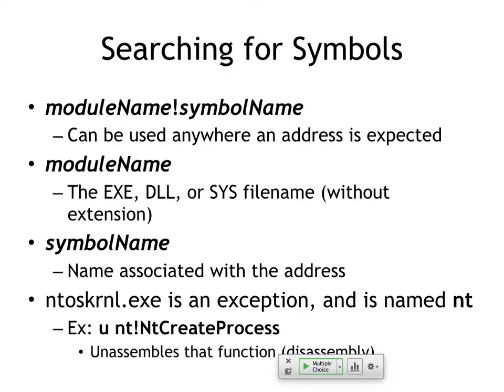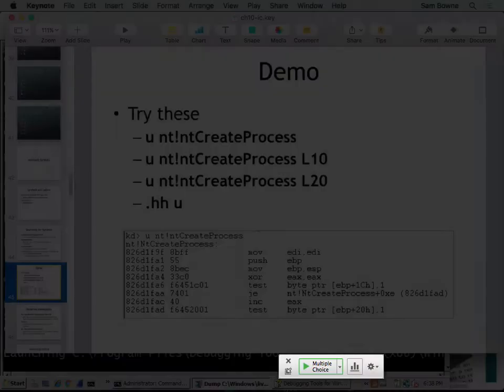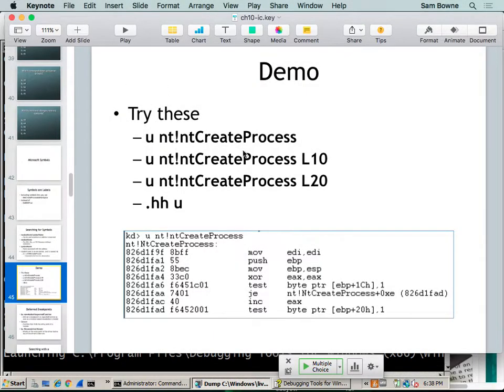You can have module name, bang, symbol name. Things like nt bang nt create process, that will be the Microsoft nt kernel module that creates a process, which is called by anything that wants to launch a process, and that's cool. So this is going to work as long as you have the symbol names loaded. So let's try a few of these. We're going to unassemble nt create process.